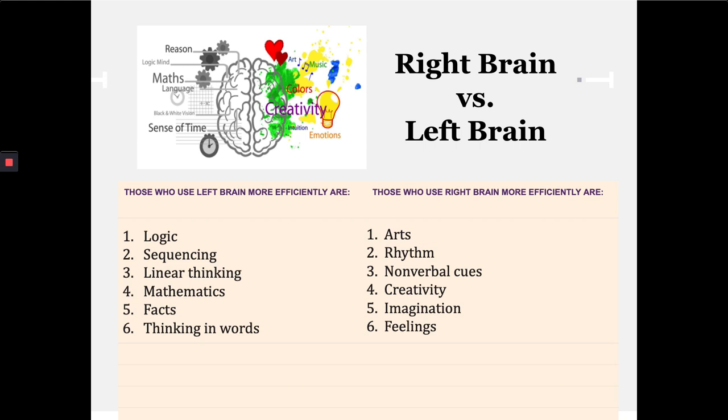If you've heard people talk about being more left brain dominant, they are better at logic, sequencing, linear thinking, mathematics, facts, and thinking in words. Typically, those who are more right brain dominant are more artistic, they have better rhythm, they pick up on nonverbal cues, are more creative, use their imagination a little bit better, and are more in tune with feelings. Take a second to try to guess which side works more efficiently for you.